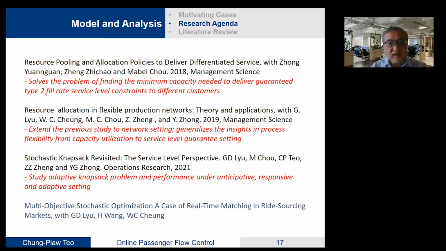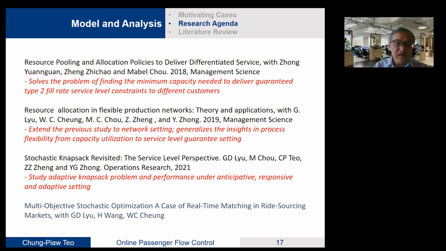And the second paper essentially allows us to extend the theory to talk about service level in a network setting. So when you have flexibility, when you can choose to use your resource to serve different types of customers, how do you do it in a coordinated manner to ensure that all your customers will be given adequate service? And this is also related to the adaptive knapsack problem. So if you were to pack your knapsack, how do you decide what items to pack into the knapsack next if the weights and the profits are also stochastic?